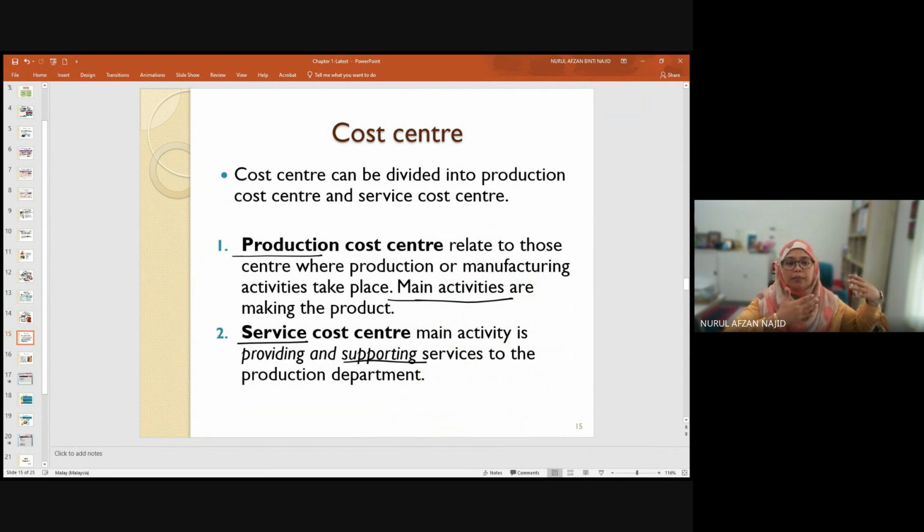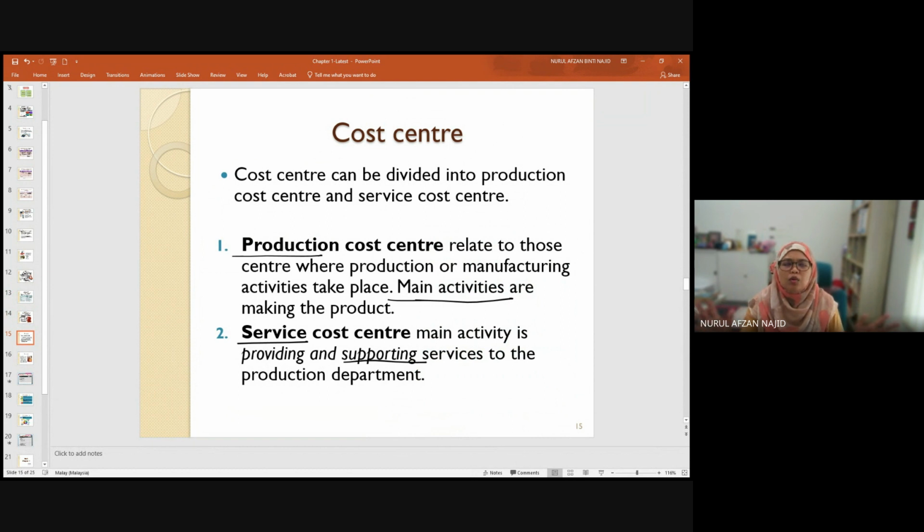So dia akan keluar daripada kitchen, pergi kepada display cabinet. So bila keluar kepada display cabinet, ada orang pula dekat situ, section dekat situ, dia akan tolong promotekan, dia akan advertisekan untuk memastikan cookies tadi tu terjual kepada customer you. So that is called service cost center. Service cost center ni adalah providing and supporting the production center.